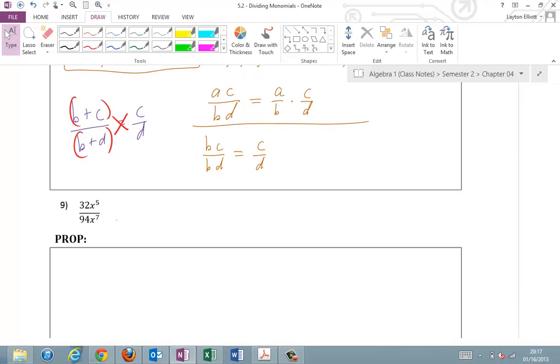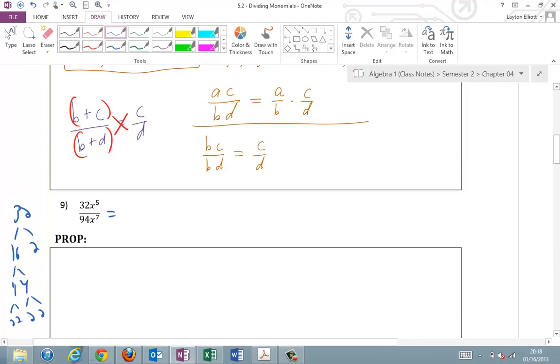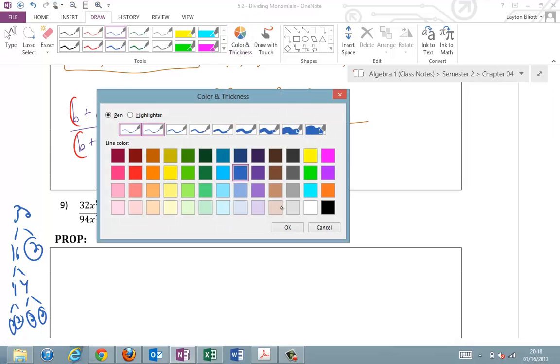We're going to move on to something like number 9. I'm going to factor number 9 out completely. 32 factors into 16 and 2. 16 is 4 and 4, and 4 is 2 and 2, and another 4 is 2 and 2. 1, 2, 3, 4, and 5. 32 is 2 to the 5th power.